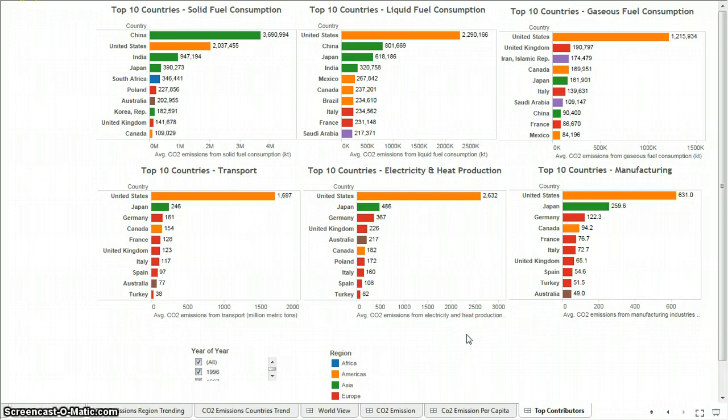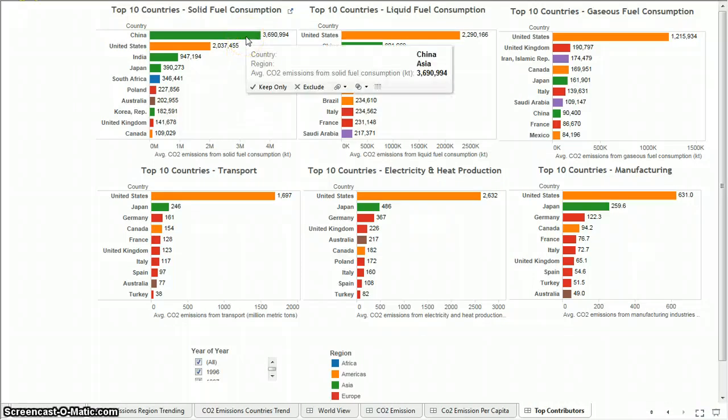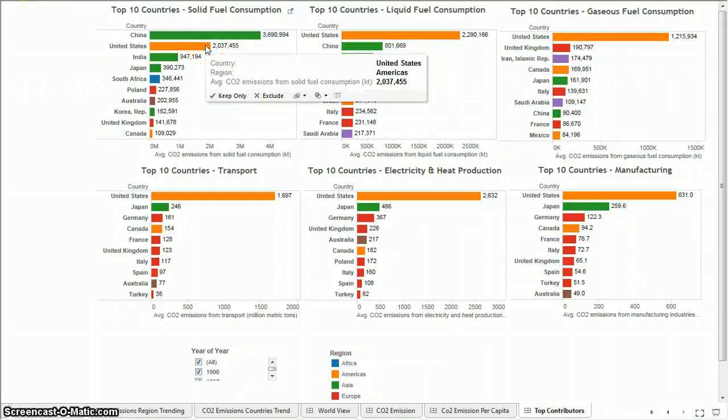Top contributors. Now let us look at the various components of CO2 emissions. This graph gives the insight on the top 10 countries. First, let's start with solid fuel. Solid fuel consumption is the highest in China, that is 16%, followed by United States, that is 9%.